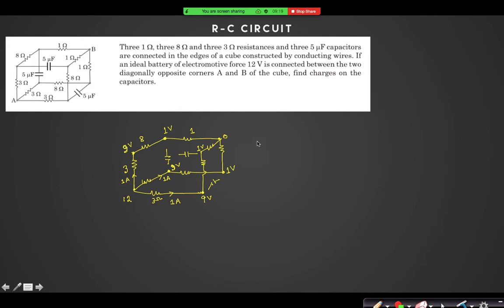That is 8 volt. Yes or no? So what will be the Q? Q is equal to C into delta V, that is equal to 40 microcoulomb will be the answer for this question.